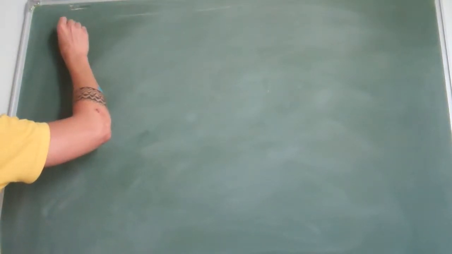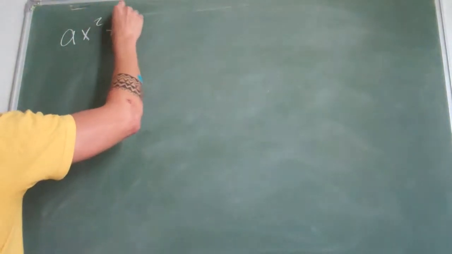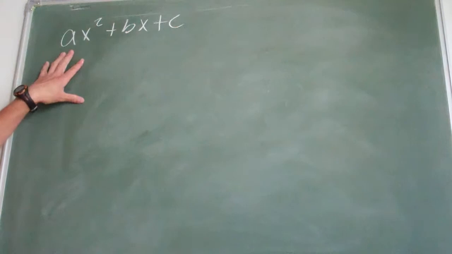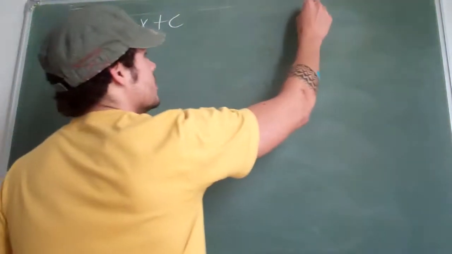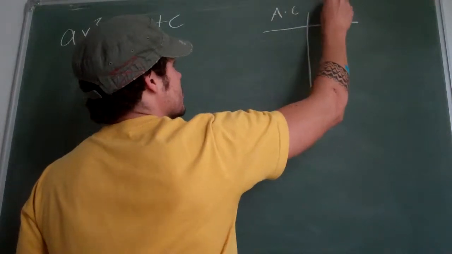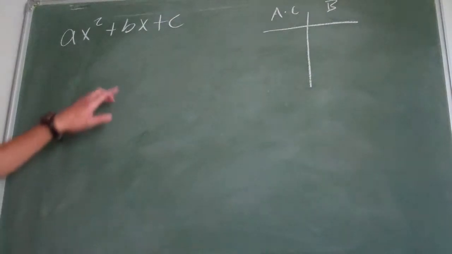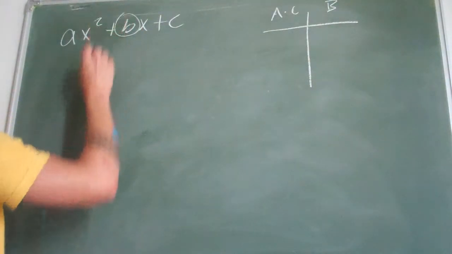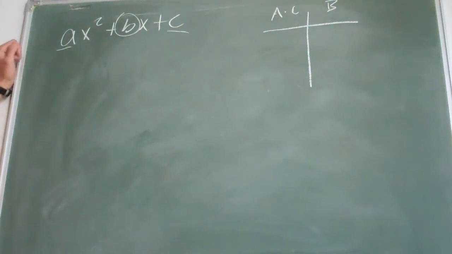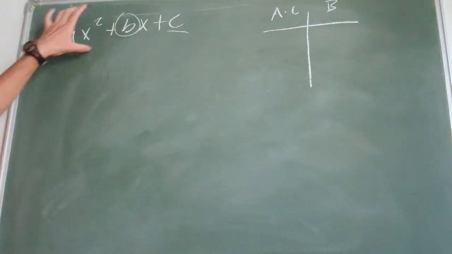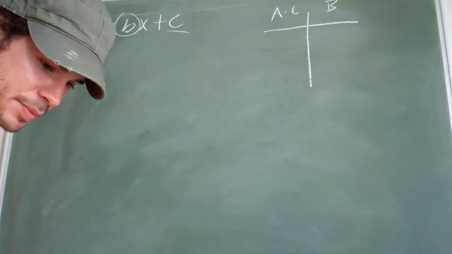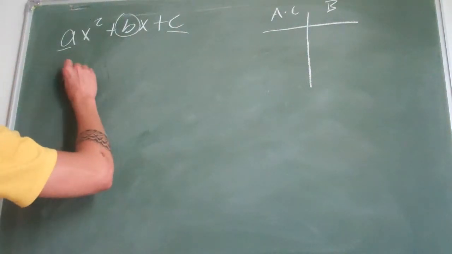We have this form, ax squared plus bx plus c. And what we're going to do is factor this using this method, where we take a times c and b. If this is b and this is a, right here, this is c, as you can see. We can apply this in order to factor a trinomial. What I'm going to do is take an example from the book, 2x squared plus 11x plus 5.